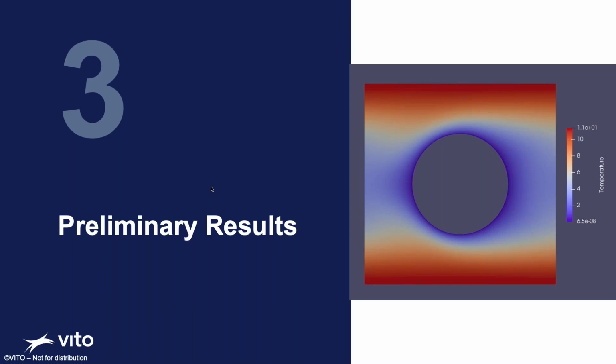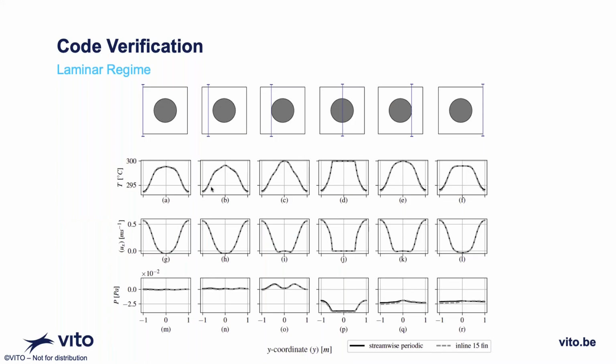These simulations were essentially targeted to validate and verify our implementation. In particular, for the laminar regime, we could compare our results with data in the literature. In the slide, you see the temperature, velocity, and pressure profile at different positions along the unit cell compared with the results in the literature, and we can see that the implementation is correct.